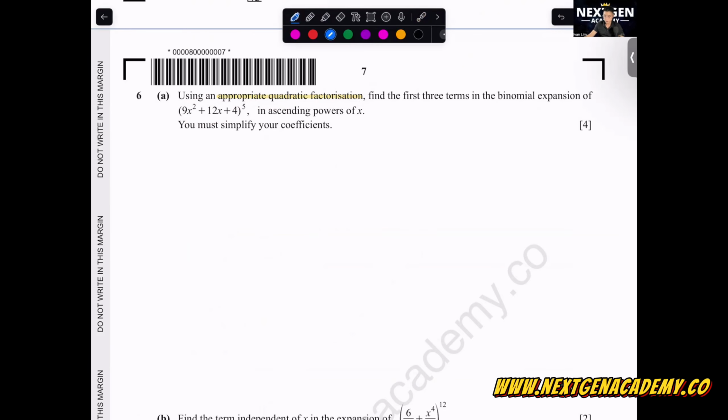Okay, they actually want you to do a specific method. Find the first 3 terms in the binomial expansion of this, in ascending powers of x, and you must simplify your coefficients. Okay, what does this mean?